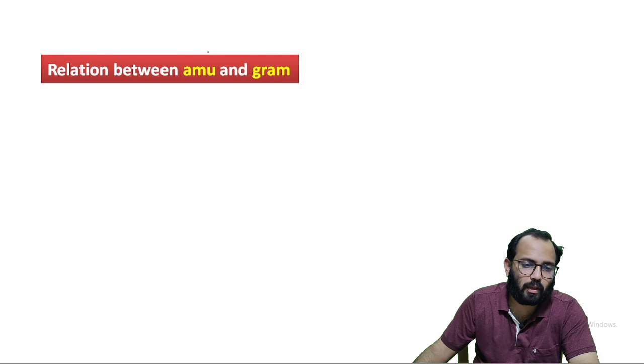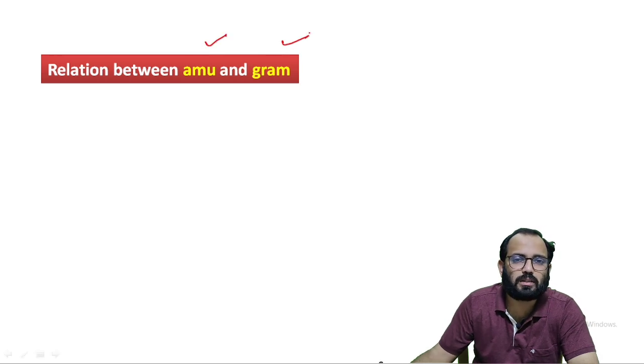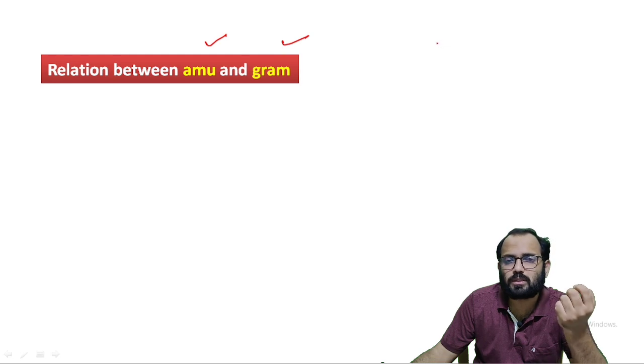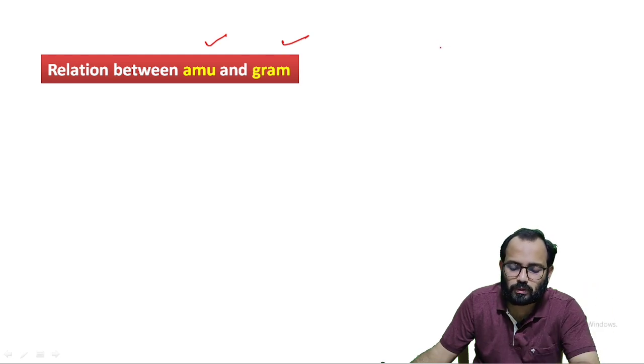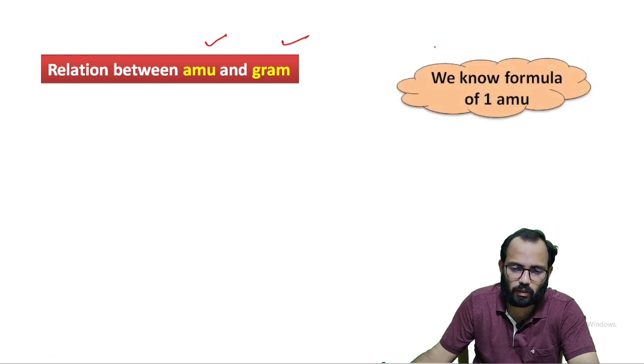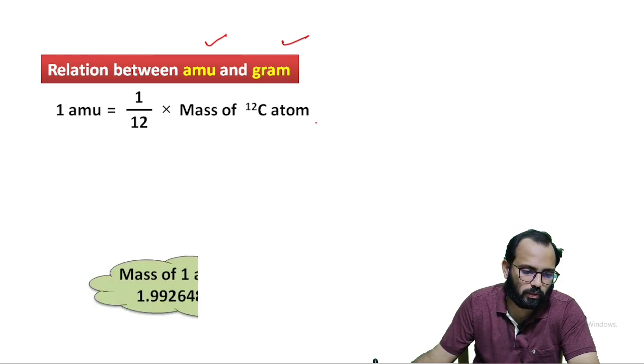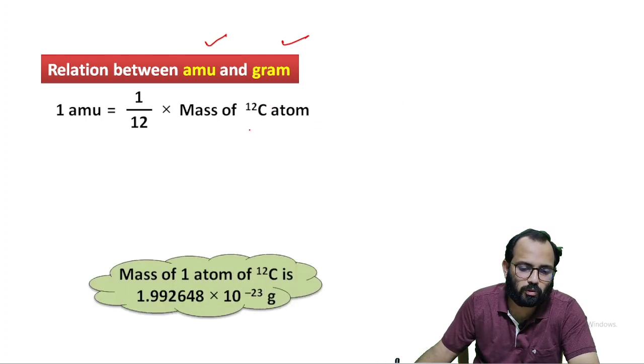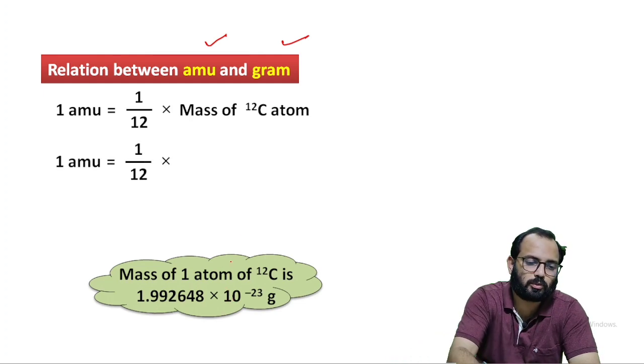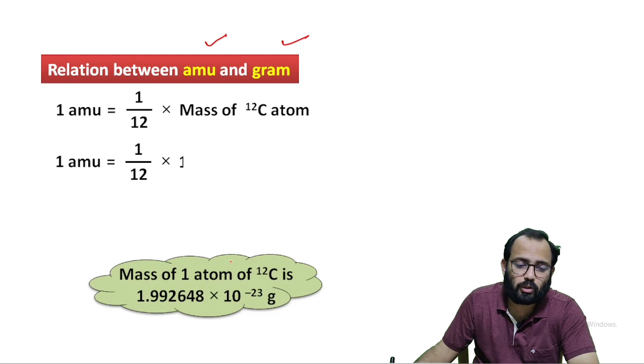So, relation between AMU and gram. We are discussing the mass in AMU, and we discussed the mass in grams. So what is the difference between AMU and gram actually? We'll find out. We know the formula of AMU. 1 AMU is equal to 1 by 12 of the mass of a carbon 12 atom. Mass of one carbon 12 atom is 1.99 into 10 power minus 23. You substitute that, so you get the 1 AMU value.